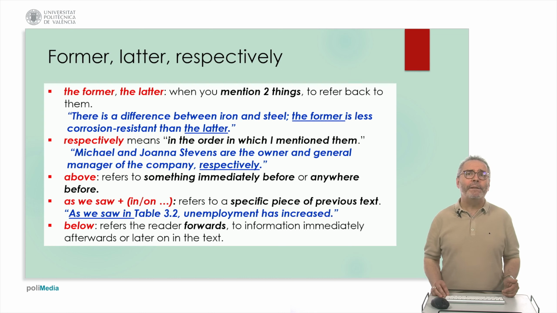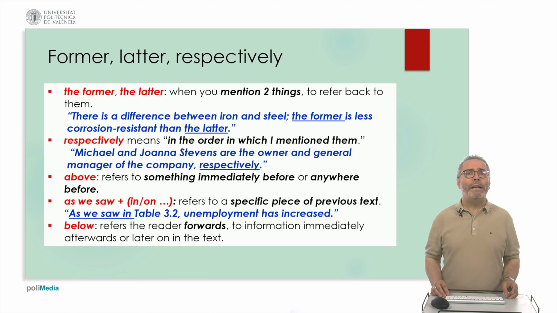The former, the latter, are used when you mention two things. The former to refer to the first thing you mentioned, and the latter to refer to the second one. For example, there's a difference between iron and steel. The former is less corrosion resistant than the latter. Respectively is also important here because it means in the order in which I mentioned them. For example, Michael and Joanna Stevens are the owners and general manager of the company, respectively.